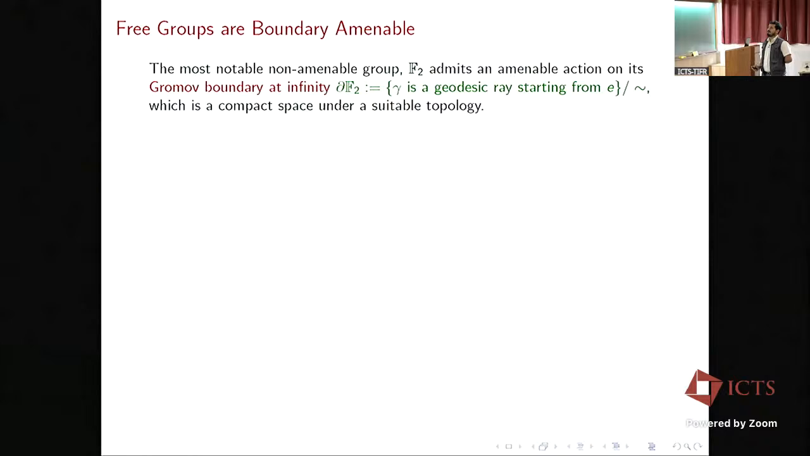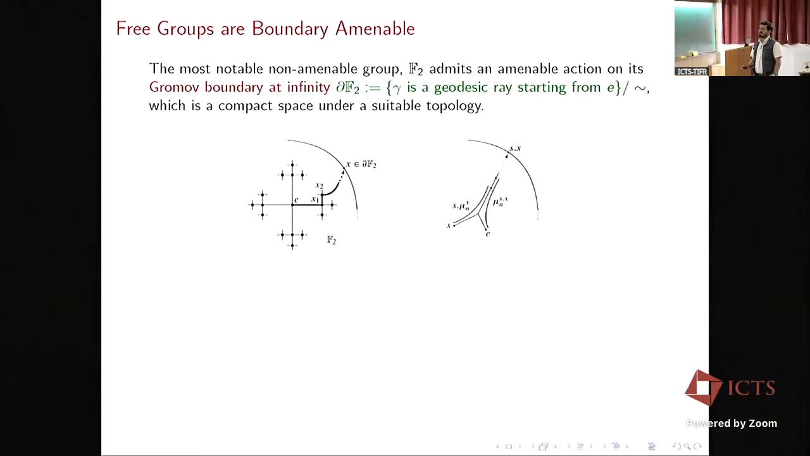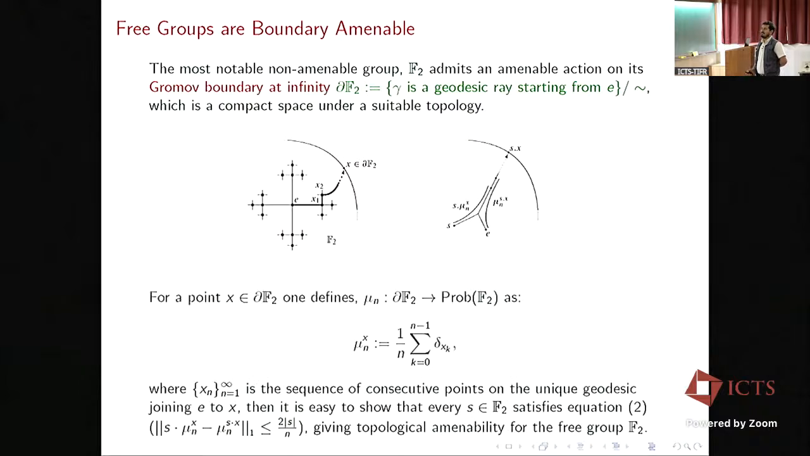So for the free group, we look at the Gromov boundary of the free group, which is the equivalence class of geodesic rays starting from E. Here we can take all the rays starting from E, and that will give us the Gromov boundary, this being a tree. So this is a compact space under a certain topology. Here we can even give a metric. So this is a picture of the free group and the boundary. And here we have an assignment of probability measures for points in the free group boundary.